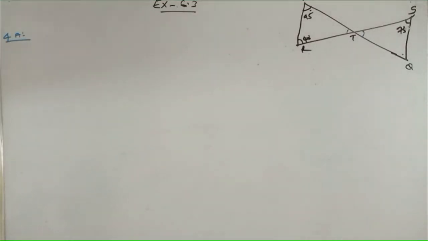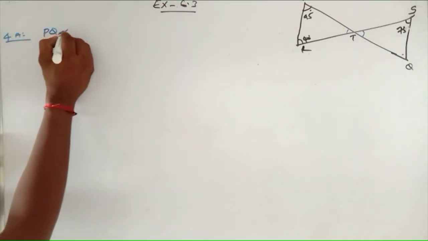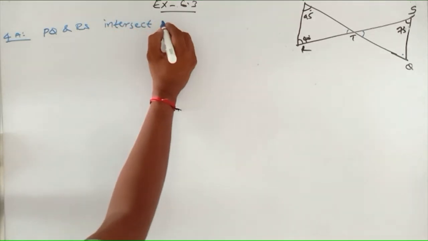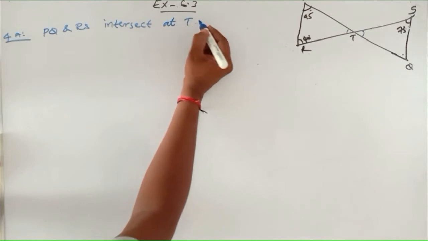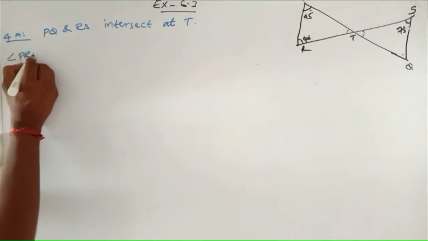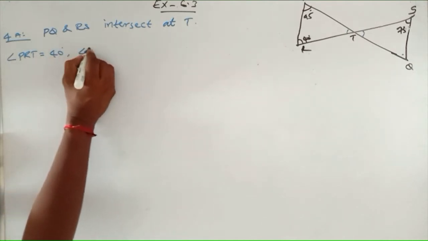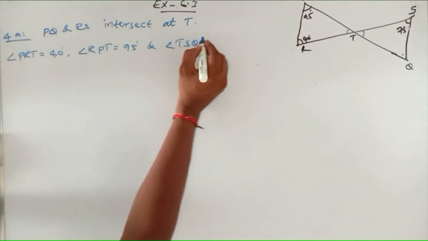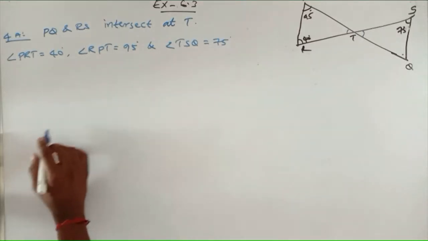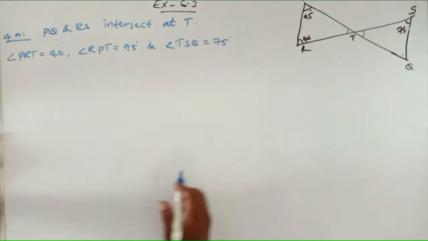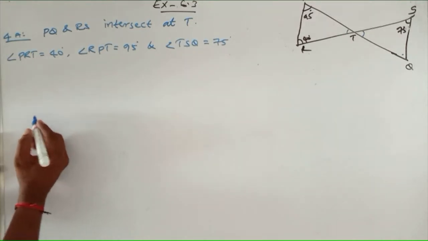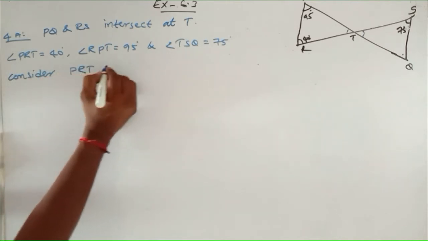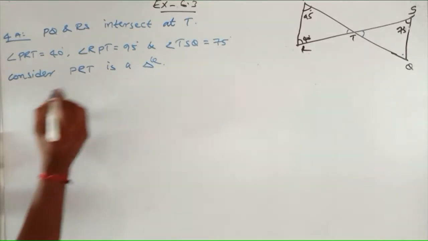So children, here PQ and RS intersect at T, and one more is given, angle PRT is equal to 40 degrees, angle RPT is equal to 95 degrees, and angle TSQ is equal to 75 degrees. Now I am considering PRT is a triangle.